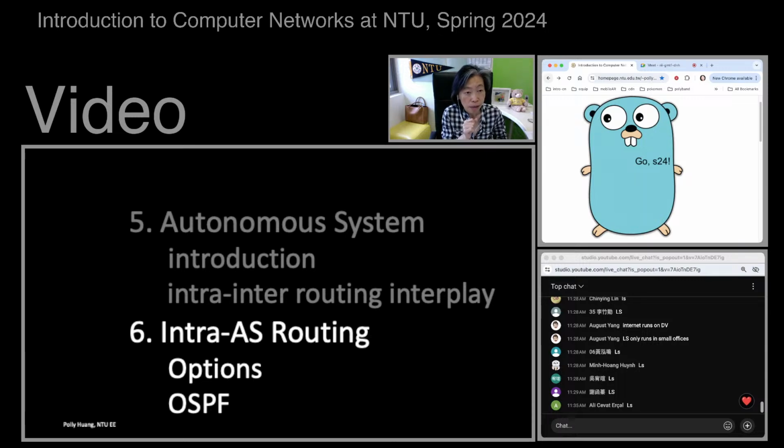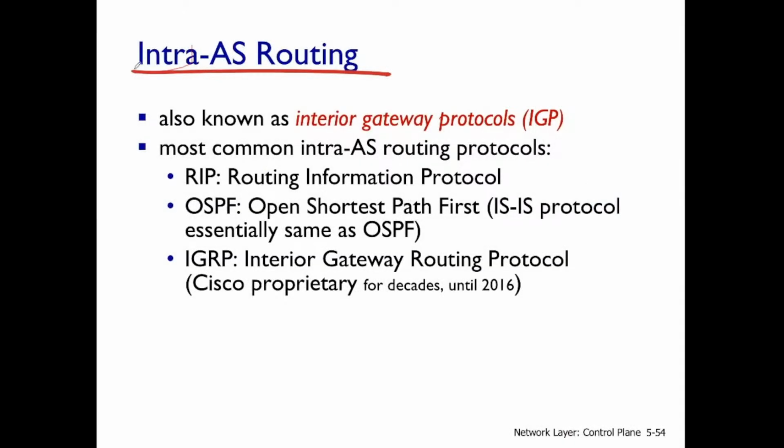But for now, we play two more videos, and these two videos are all about intra-AS routing, which is the straightforward one. The first video is introducing the options. There are actually a variety of intra-AS routing protocols a network admin can choose from. The first big category is intra-AS routing. This is the routing protocol that runs on the routers within an AS. It's also known as the interior gateway protocols, IGP.